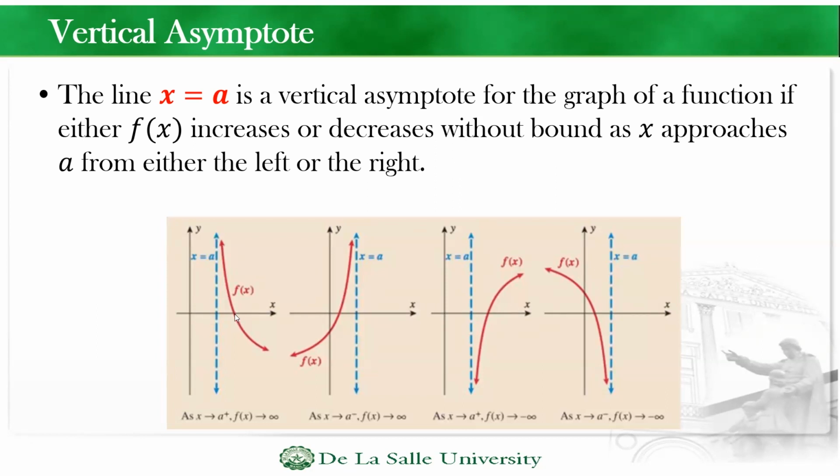As it approaches the right side of a, that's why in here it's a plus, meaning a from the right. As it approaches a from the right, it increases without bound. As it approaches a from the left, it increases without bound. So that means that line is your asymptote. In here, as it approaches a from the right side, it decreases without bound. As it approaches a from the left side, it also decreases without bound. So that is a vertical asymptote.